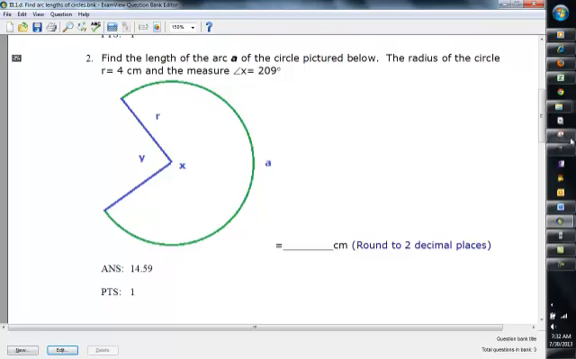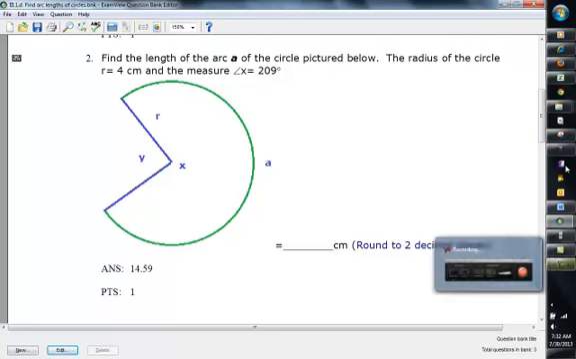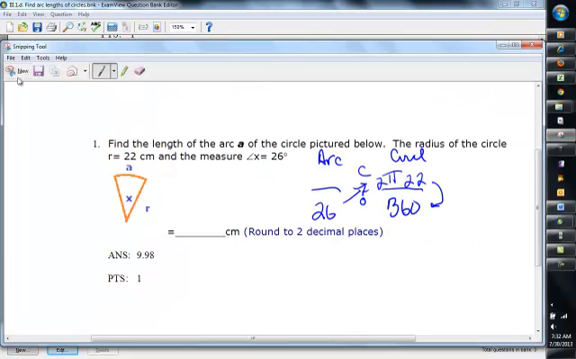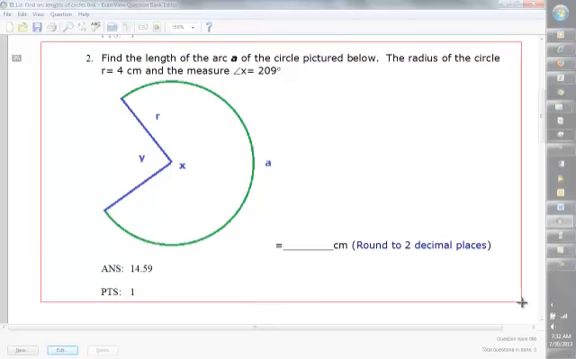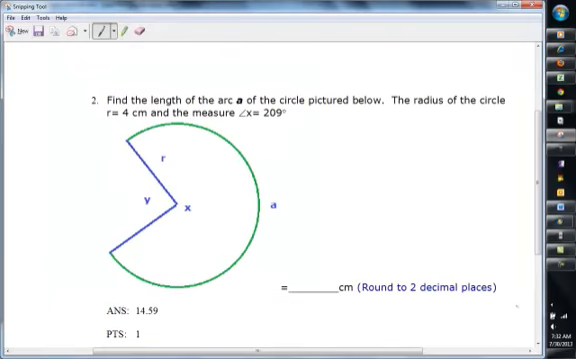Now we've got a slightly bigger circle. Let's find the distance around this one. I'm sorry, bigger arc in the sense that it takes up more of the circle. Find the length of the arc A of the circle pictured below. The radius of the circle is 4 centimeters, and the measure of X is 209 degrees. So we've got the arc side, and we've got the circle side, circumference and the number of degrees. Make those two proportions equal.